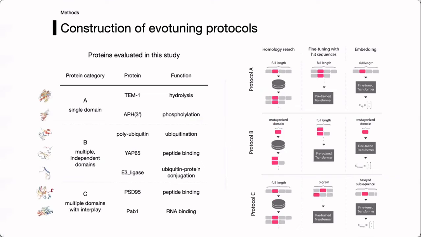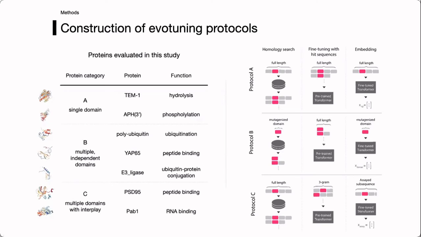For evaluation, we sourced mutagenesis experiments on 7 proteins classified into 3 archetypal categories: A, single domain proteins; B, proteins with multiple independent domains; and C, proteins with multiple interacting domains. What I want to emphasize is that these proteins have different domain architectures, which needs careful treatment.